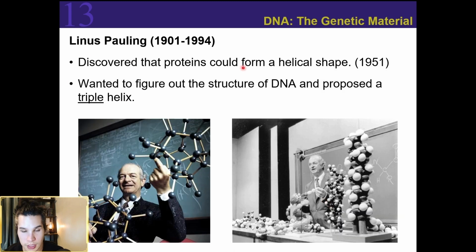All right, so now we have Linus Pauling. He discovered that proteins could form a helical shape, and he wanted to figure out the structure of DNA. He proposed a triple helix for DNA structure.